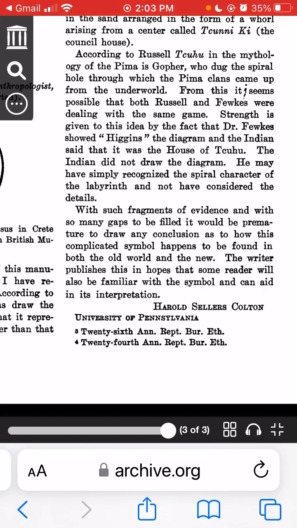Harold Sellers Colton, University of Pennsylvania.